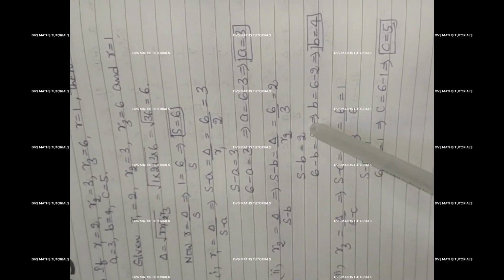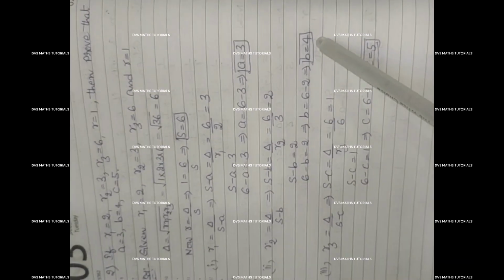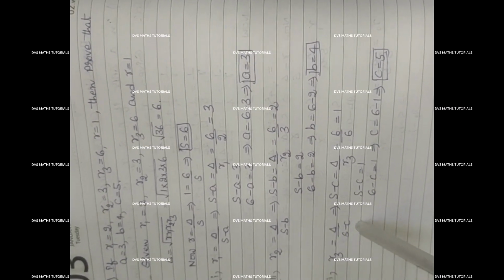S minus B is equal to 2. 6 minus B is equal to 2. B is equal to 6 minus 2, which is 4. So what is the value of B now? 4. Next, r3 is equal to delta by S minus C.